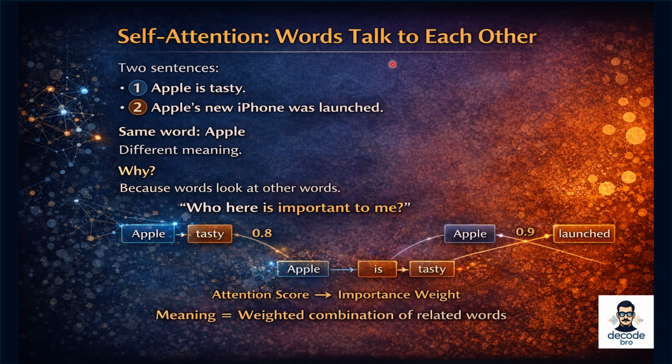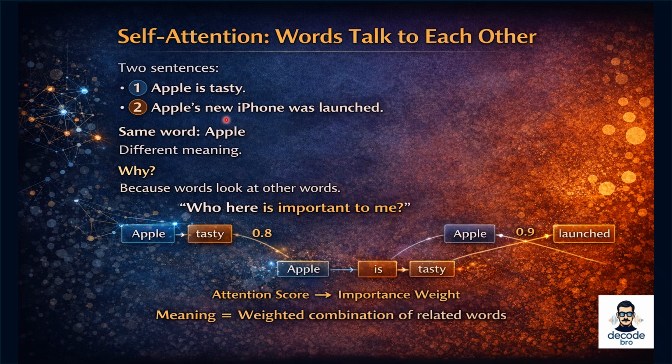Self-attention. Words talk to each other. Let us look at a simple example. Apple is tasty. Here, when you hear the word apple, your brain probably imagines the fruit. Now look at this sentence. Apple's new iPhone was launched. Same word, but now we are thinking about the company. So what changed? The word didn't change. The surrounding words changed. In the first sentence, the word tasty influences how we interpret apple. In the second sentence, the word iPhone completely shifts the meaning.